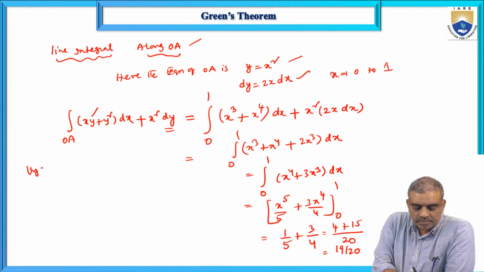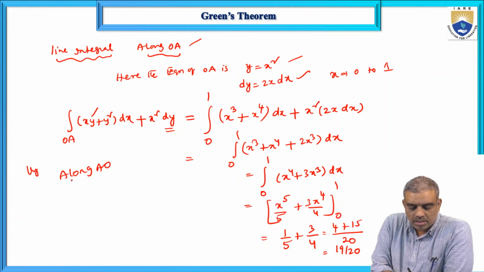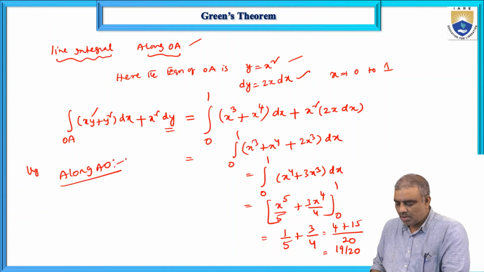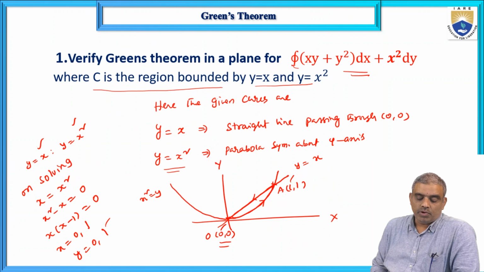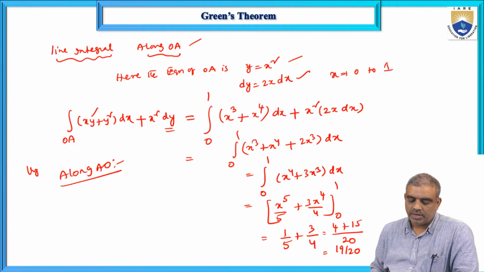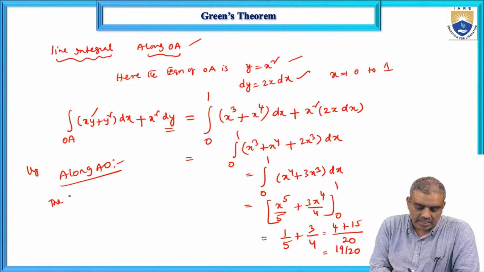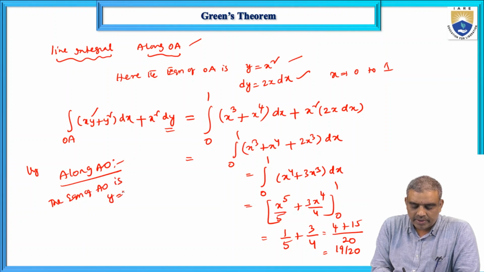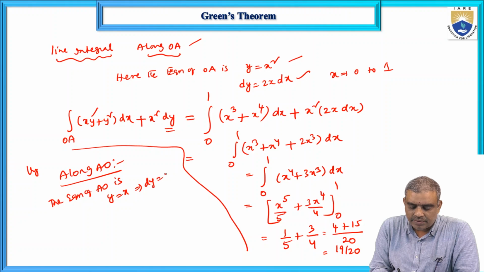Similarly, along AO. What is the equation of AO here? AO means this is y is equal to x. The equation of AO is y is equal to x. Then dy is equal to dx.